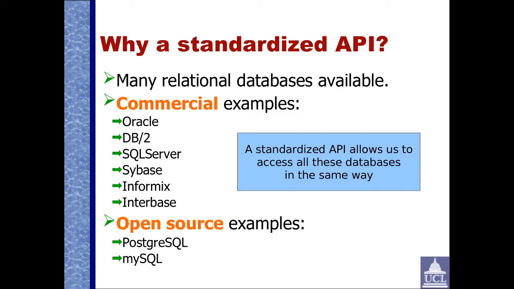Now, there are many different relational databases. Commercial examples include Oracle, DB2, SQL Server, and so on. And open source examples include PostgreSQL and MySQL. So a standardized API would allow us to access all of these databases in the same way. Basically, it means that you don't care what the underlying database is from your code, you just access it in exactly the same way.